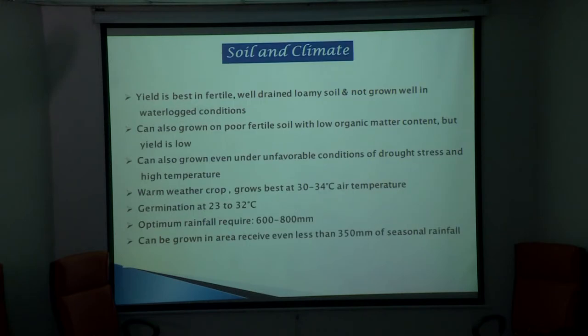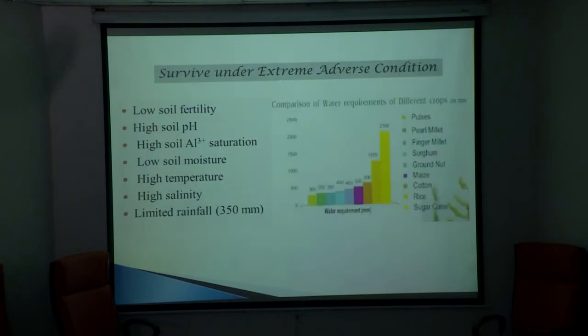It can survive under low fertile soil, high soil pH, high soil aluminium saturation, low soil moisture, high temperature, high salinity and limited rainfall. Here you can see a graph showing how much water these crops require. After pulses, pearl millet requires the minimum water; around 350 mm rainfall is enough for pearl millet production.